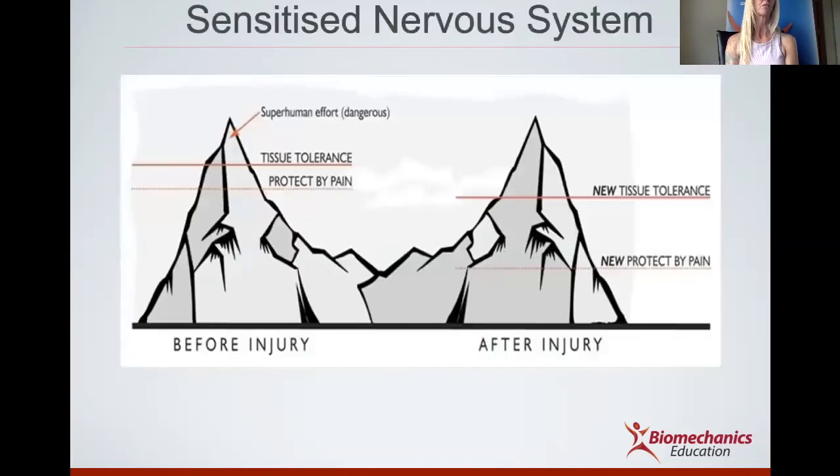Now this great image comes from the Explain Pain book. What you can see here is two mountain tops, before injury and after injury. You've got the lines of protection by pain to avoid tissue damage, which comes at a slightly higher area. But after injury, you've got this new point where the pain kicks in much lower down, or much earlier, and possibly a new tissue tolerance area, if you've had an injury previously. So the pain may kick in much sooner because you're trying to protect the area that was hurt, so that you can avoid that point where the tissue may well start to break down again.